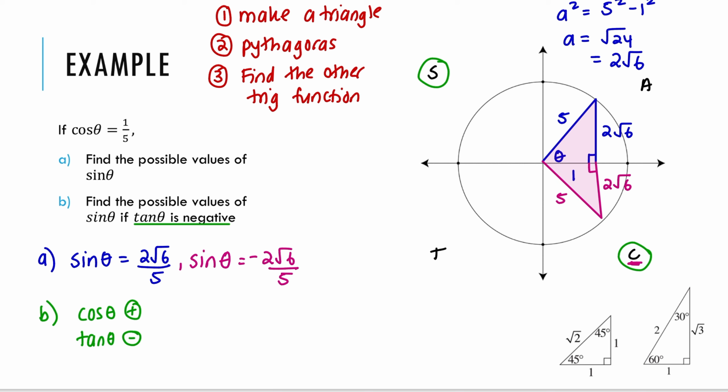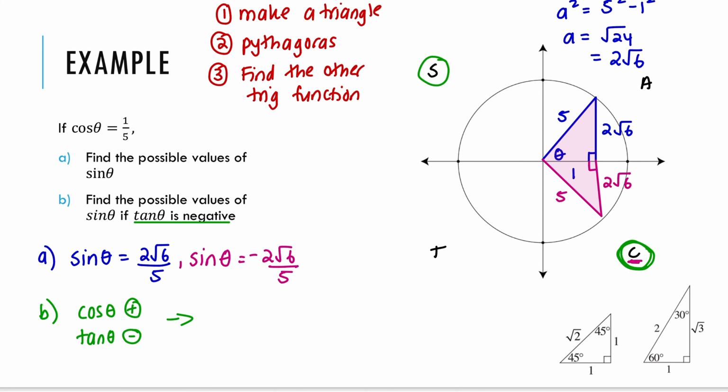Now what you'll notice here is that, can you see in quadrant 4, both of these criteria are satisfied. So here, to find the possible value or values, sine theta will only be negative in this quadrant here. So I'll do it sort of like this. So here, sine theta will be negative.